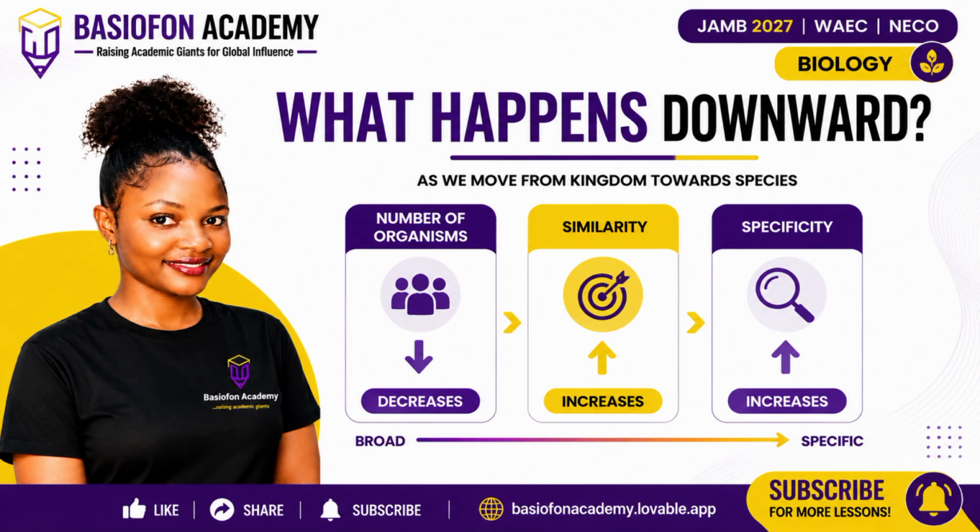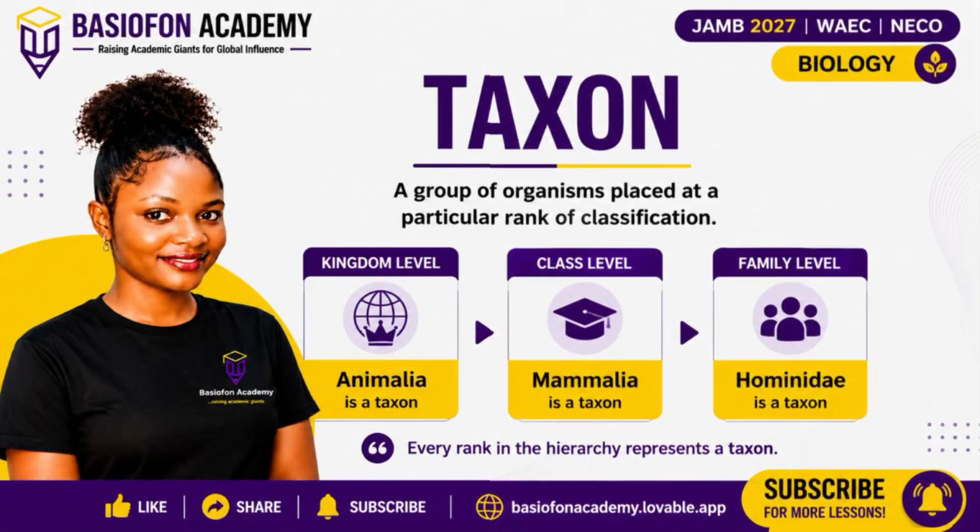As you move down the hierarchy from kingdom towards species, the group generally contains fewer organisms. At the same time, the organisms share more similarities. So remember these three things: number generally decreases, similarities increase, specificity increases. This is a useful concept for examination questions.